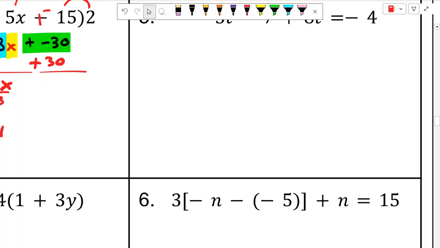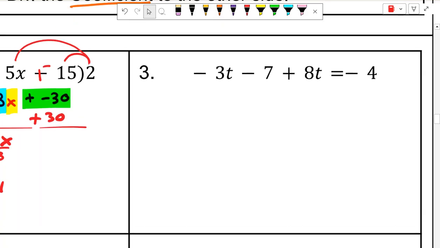Number 3. Do you see any parentheses? There are none. But we do see a subtraction sign, so we use the additive inverse. And when we have all addition signs, we can use combining like terms. We can add out of order. That's the commutative property. So we're going to put together negative 3t and 8t because they are like terms, and that's going to give us 5t's.